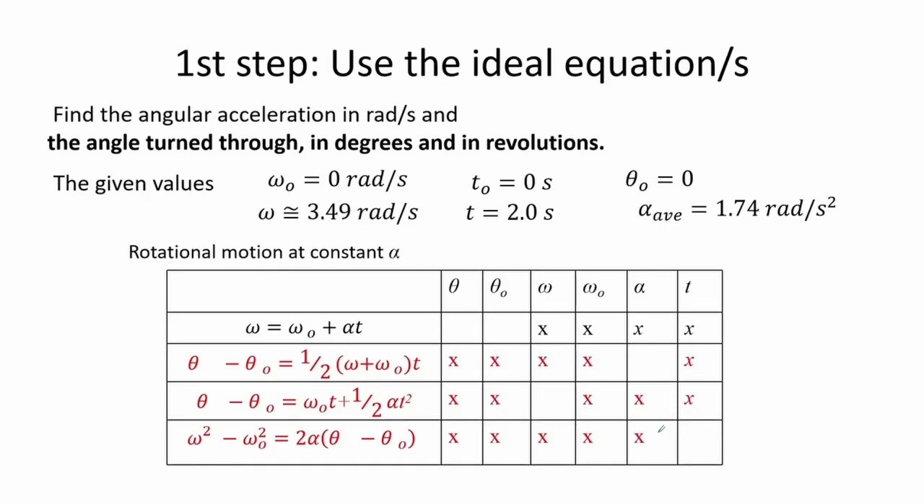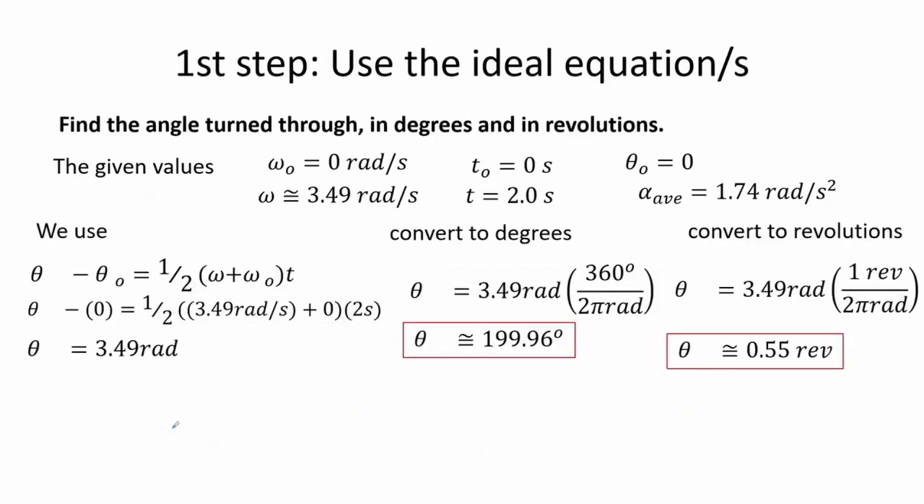To determine the position as it turns at this point in time, we use the equations of motion for rotation at a constant alpha. Here we see that with the given values plus the value of acceleration we can use equations 2, 3, or 4. For this case we use equation 2. We then substitute the values that are present and obtain a theta at time 2 seconds, but we need to convert this to degrees and revolutions.